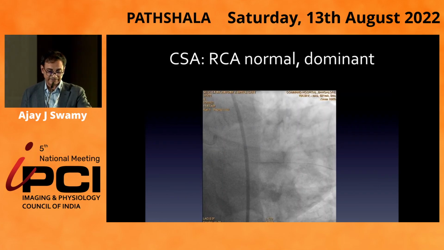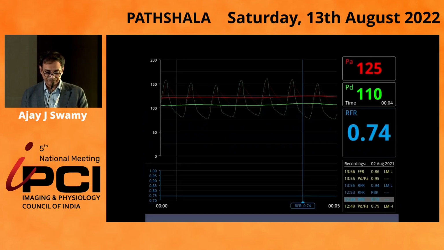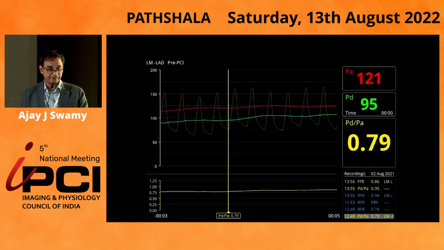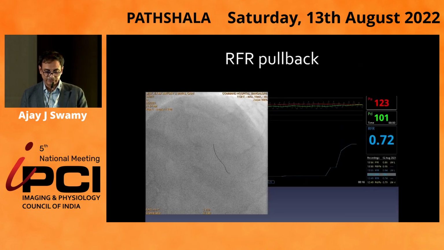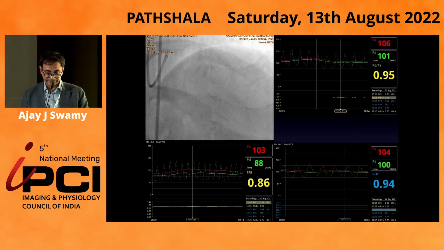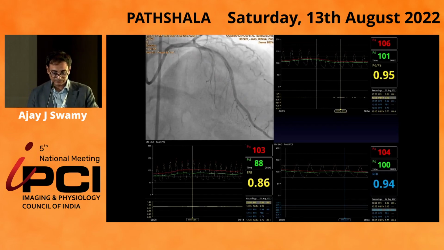And this is just a case example. So essentially, this was a tight stenosis both in the left main as well as in the LAD. So when we measured the Pd/Pa resting and the RFR, it was extremely significant across the whole lesion. We then proceeded to do an RFR pullback. This is the RFR pullback, and you can see the gradient coming up in the LAD as well as the left main. But after fixing one, we still had a stenosis and we had to fix both.